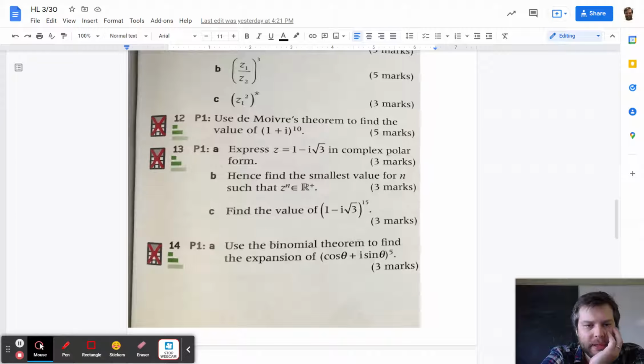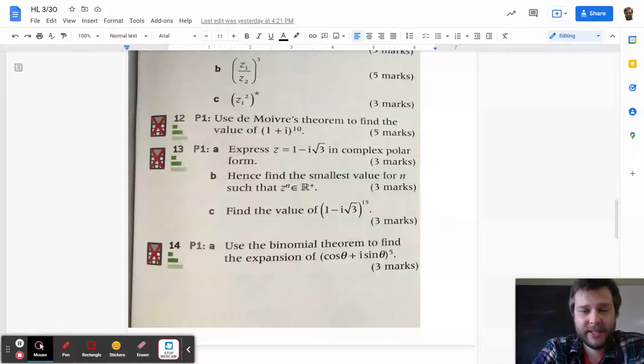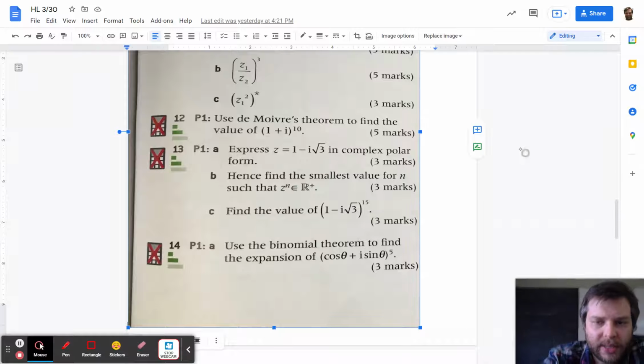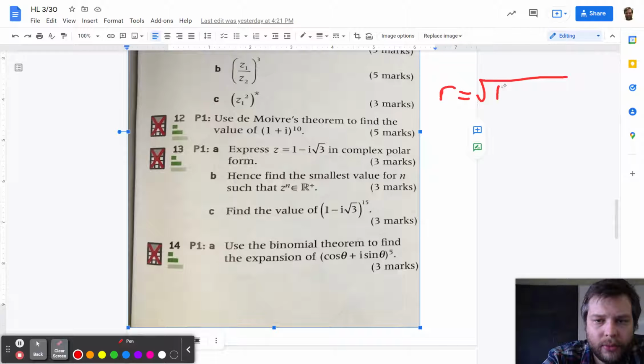All right, I'm going to knock out problem 12, and this is a pretty easy 5 mark question, in my opinion. It's just a straightforward use of De Moivre's theorem to find the value of (1 + i)^10. So all we do is take 1 plus i and write it in polar form. And so the r value is just the square root of 1 squared plus 1 squared. In other words, r is the square root of 2.